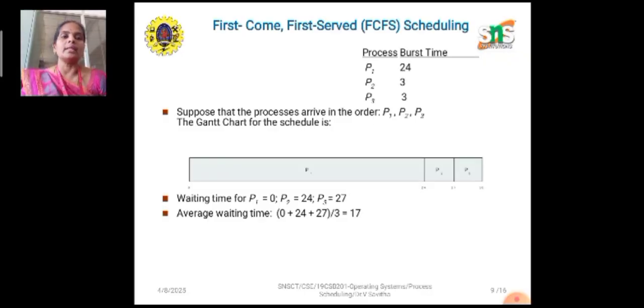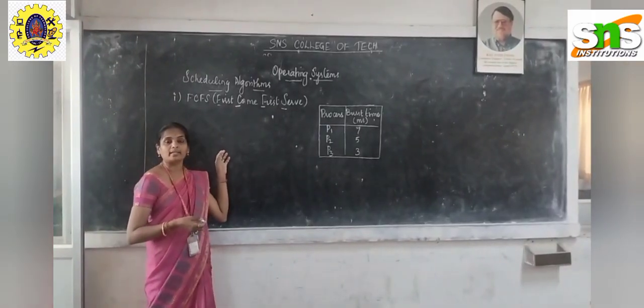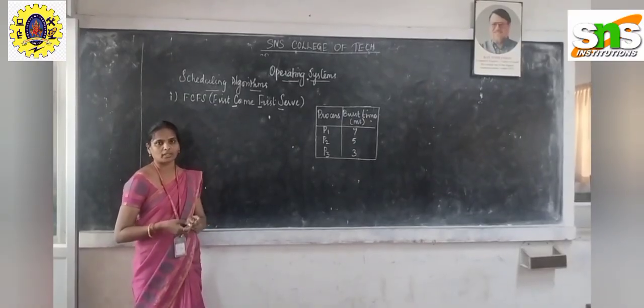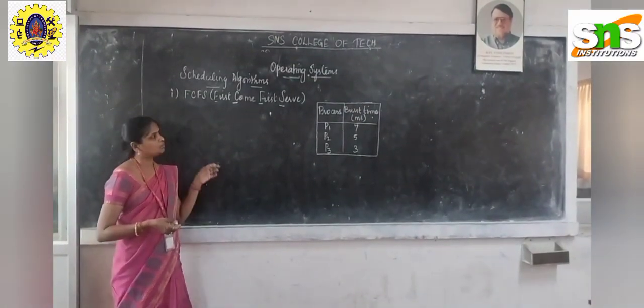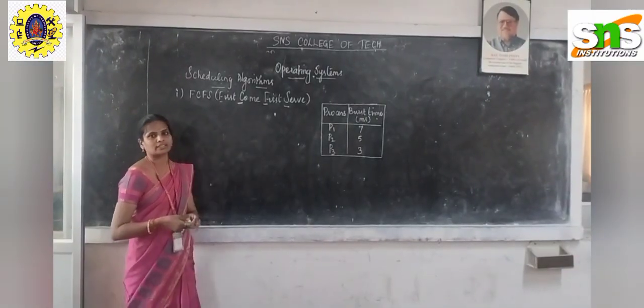So let's see another example of how the processes are taken for first come first serve scheduling, and how we calculate the waiting time, average waiting time, turnaround time and average turnaround time. Let's go with the example. As we explained the theory part of the scheduling algorithms, now we look at the practical portion, where we are going to see the problem of first come first serve.